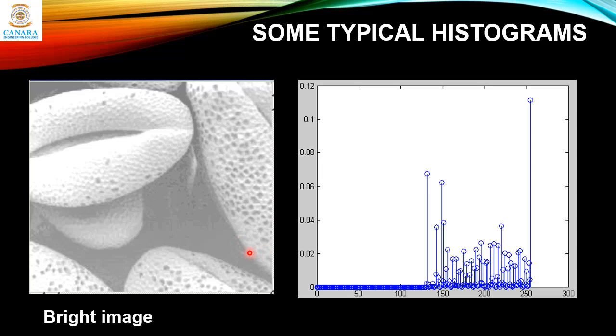So that is one more thing we need to see. If it is concentrated like this, the image will turn out to be a low contrast image, and if it is concentrated on the right hand side, it will be a bright image. Concentrated on the left hand side, it will be a dark, low contrast image.